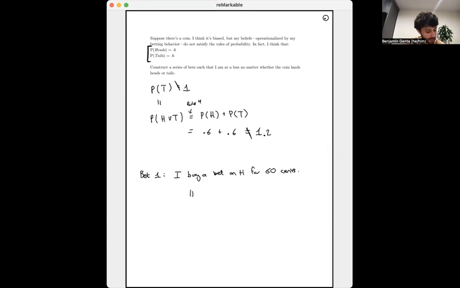So what that means is, if the coin lands on heads, I make 40 cents, because I get $1 back. So go back to the definition of operationalizing beliefs. I pay 60 cents for the bet and I get $1 back. So I have $1 minus the 60 cents that I paid, so that's a profit of 40 cents. But if the coin lands on tails, what happens? Well, I lose the 60 cents that I bought the bet for.